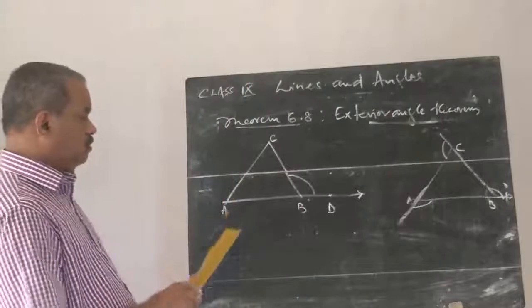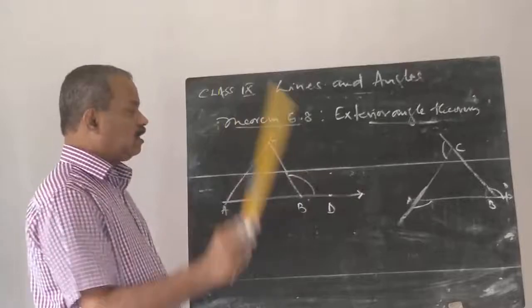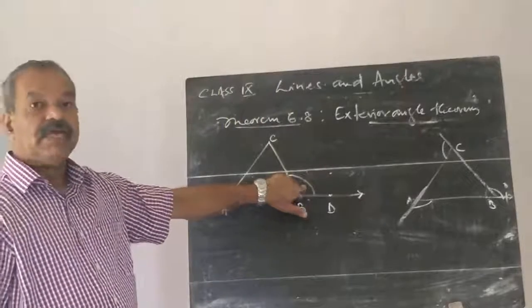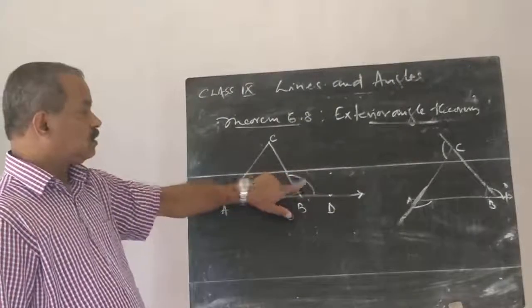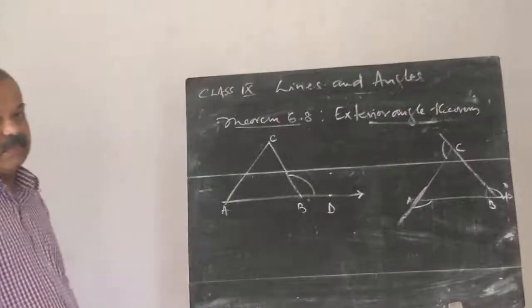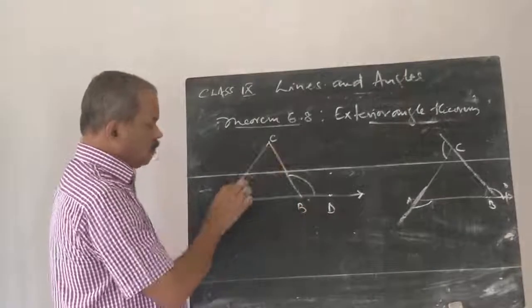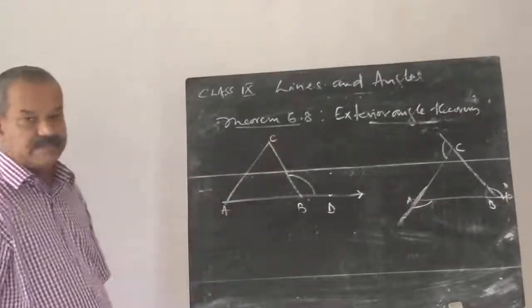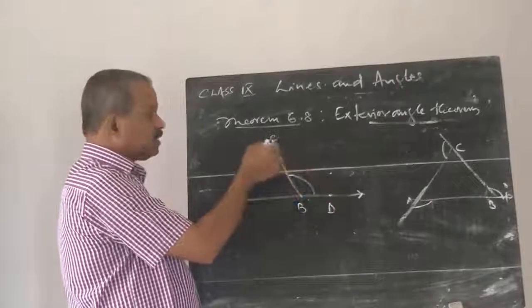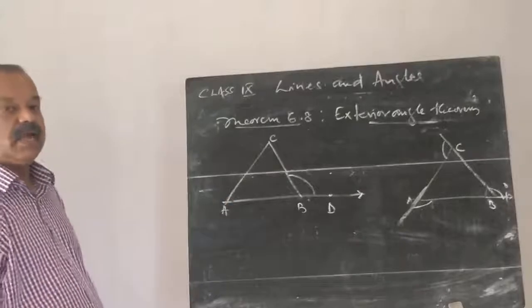Now consider this. If one side of a triangle is extended or produced, the exterior angle so formed, the measure of the exterior angle so formed is equal to the sum of the measures of the opposite interior angles. This is the adjacent interior angle. These are the opposite interior angles. The measure of an exterior angle of a triangle is equal to the sum of the measures of the opposite interior angles.